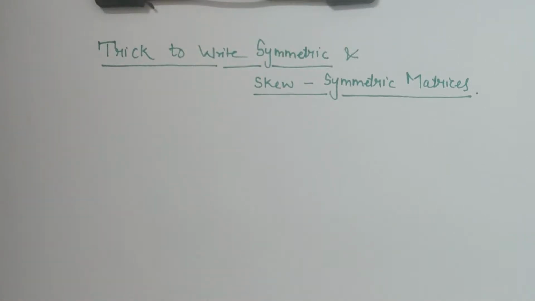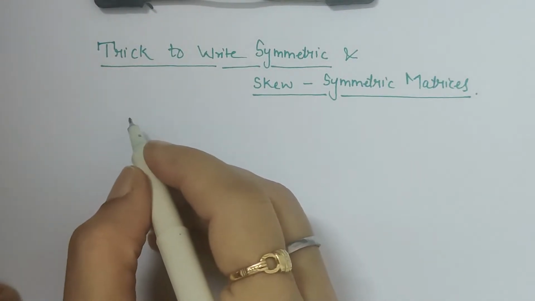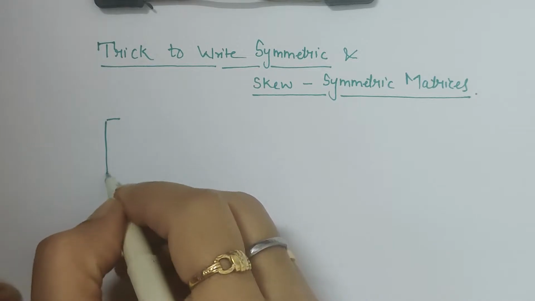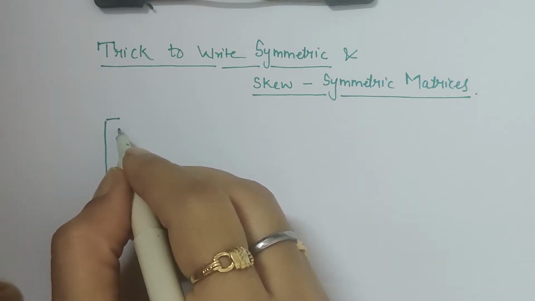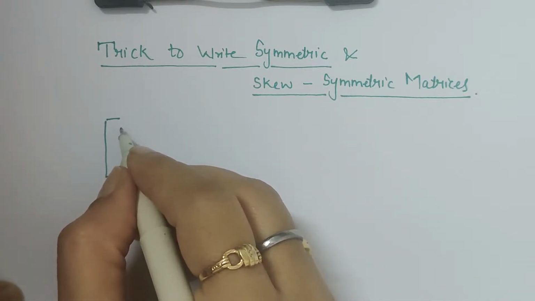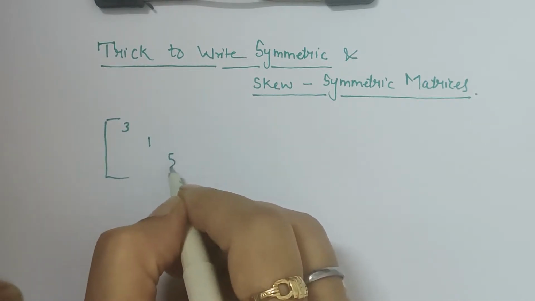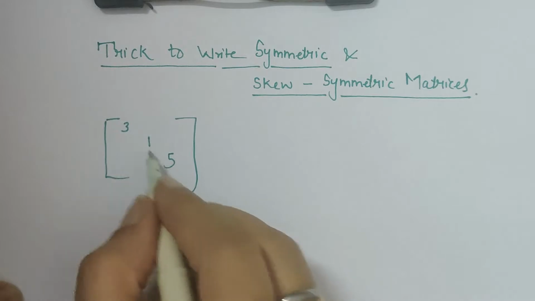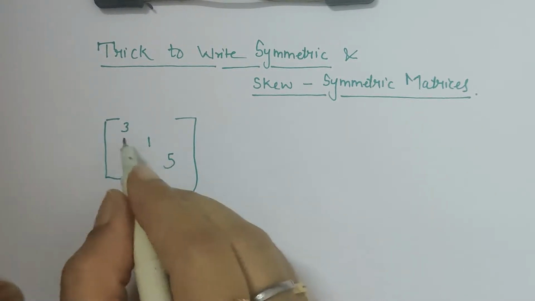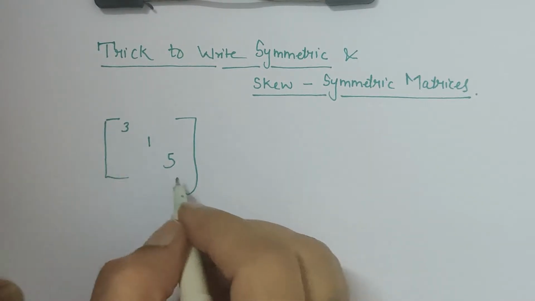Friends, in this video I'm going to show a very simple trick to write your own example for symmetric and skew symmetric matrices. So let's see symmetric matrices first. Here, whatever you wish, just write any elements at the diagonal entries. Let us write 3, 1, 5. You can write any other number also at the leading diagonal.